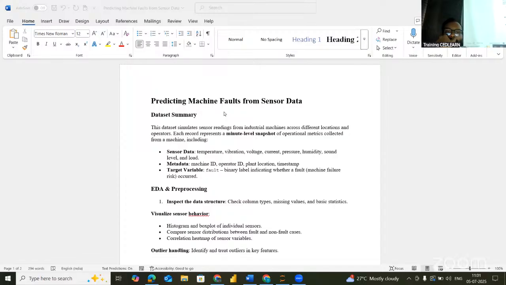So today, let's look at this data, predicting machine faults from sensor data. In general, this is a real-life scenario where I even got a chance to work with this data set. In industries like food, medical, or chemical, we have large machinery where one has to monitor how it is performing.